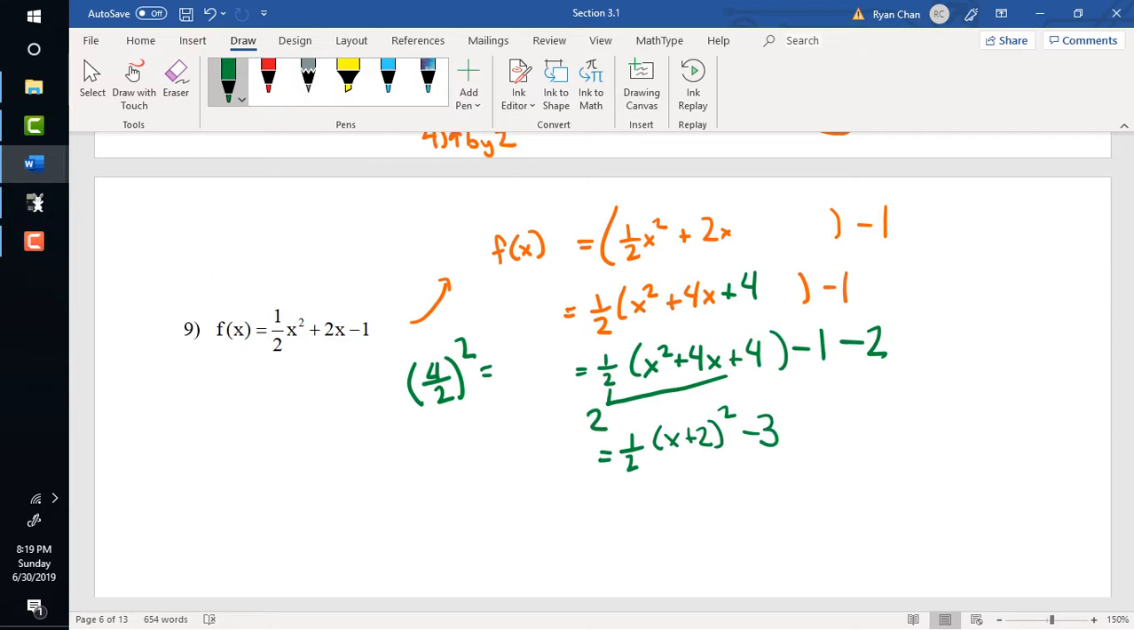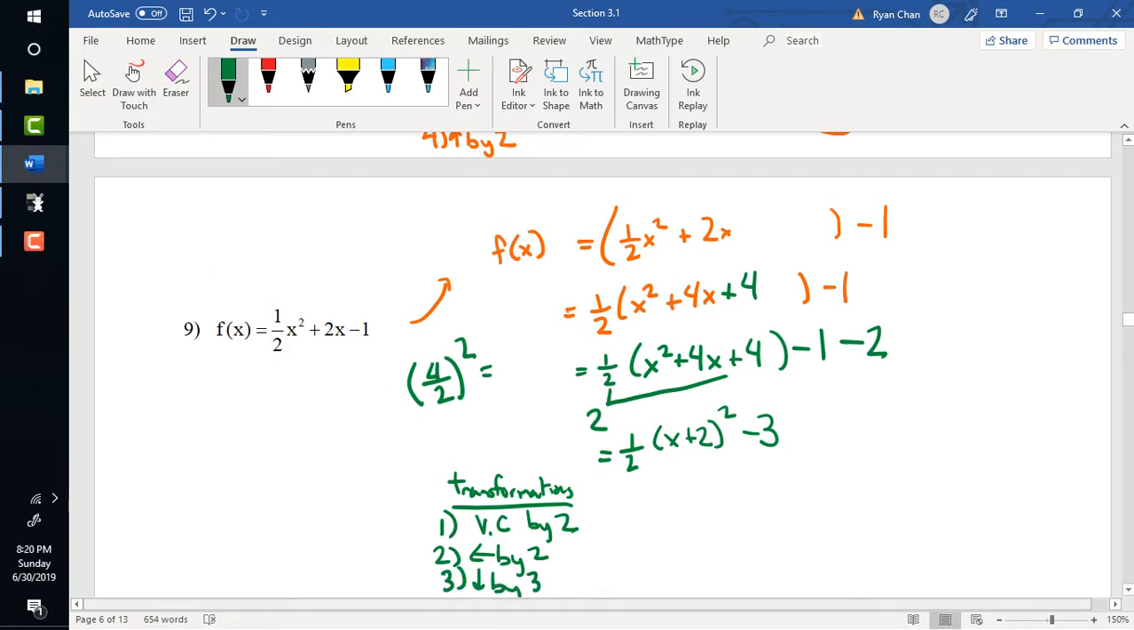So transformations. This is a vertical compression by 2, left by 2, and then down by 3. And then my vertex is going to be -2, -3, and then axis of symmetry, x is equal to -2.